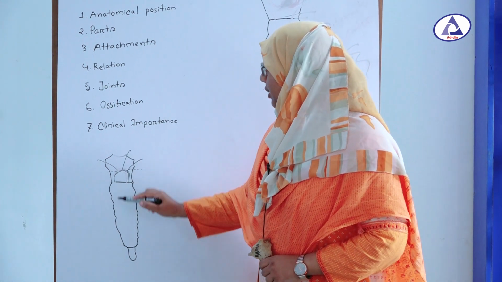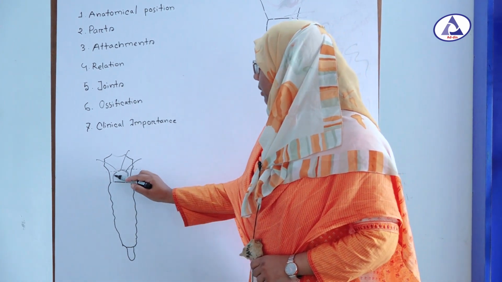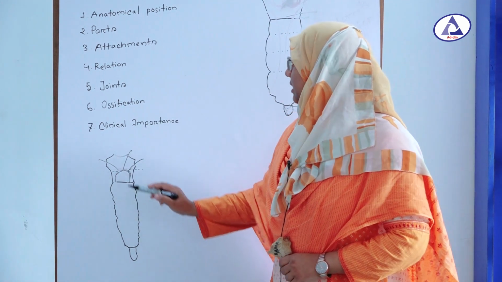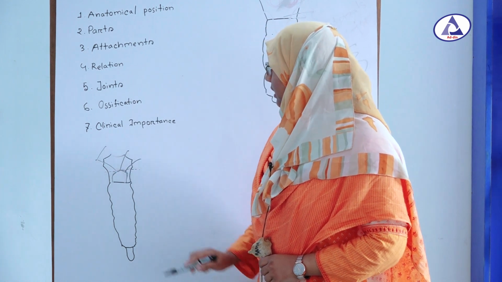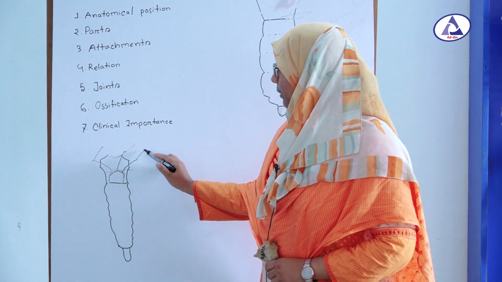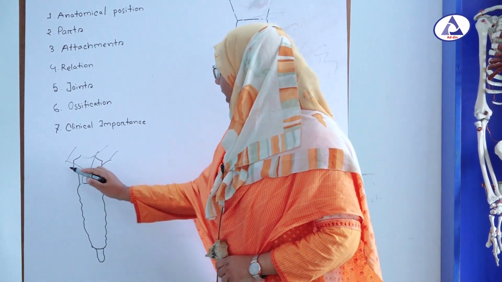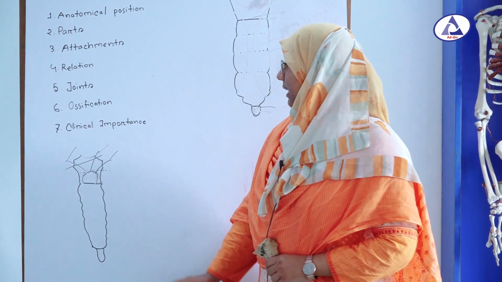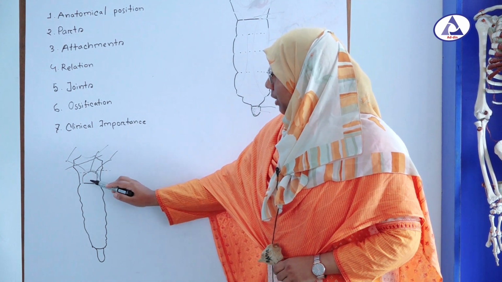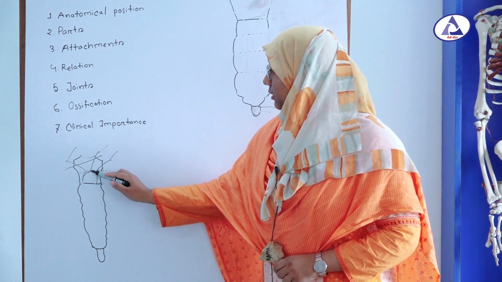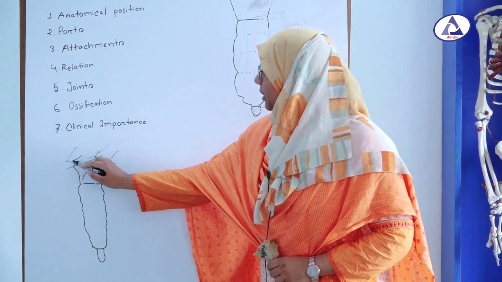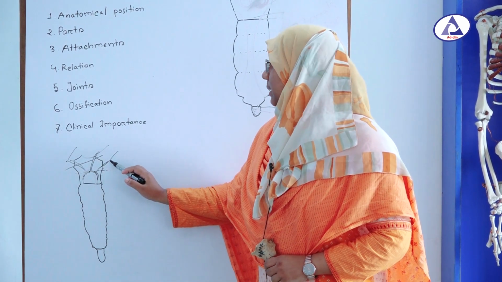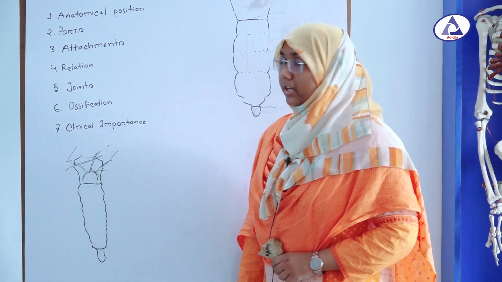So in the relation of the manubrium posterior surface, in the lower part there is arch of aorta, and in the upper part there are three branches of arch of aorta. These three branches are known as brachiocephalic trunk, left common carotid artery and left subclavian artery. And then there is a vein like this in the posterior surface of the manubrium. So in that relation of manubrium you will say in the lower part there is arch of aorta, and in the upper part there are three branches: brachiocephalic trunk, left common carotid artery, left subclavian artery, and a vein called subclavian vein.